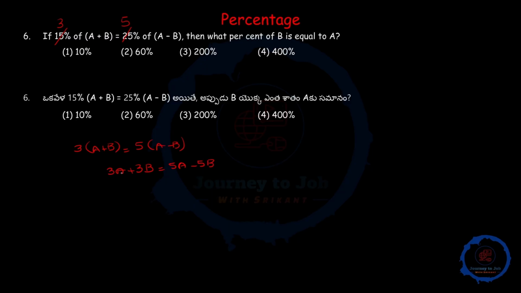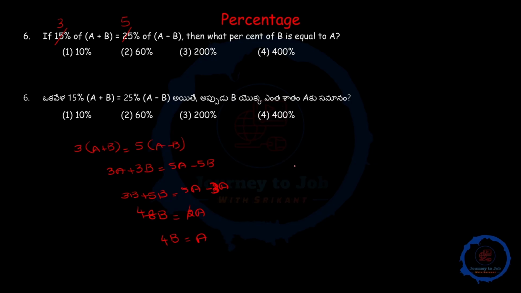So if we bring B this side and A that side, 3B plus 5B is equal to 5A minus 3A. So 3B plus 5B is 8B and 5A minus 3A is 2A. So 2 1 ja 2 4 ja. So 4B is equal to A. We got this equation out of the given.